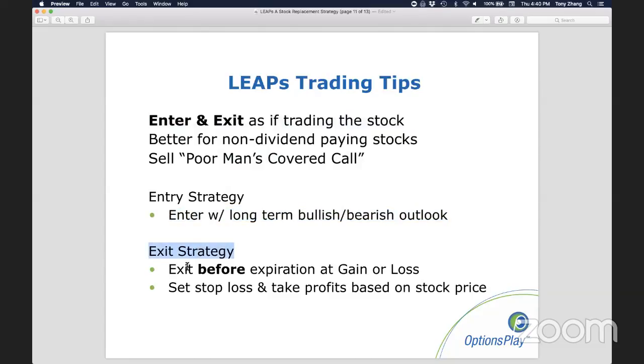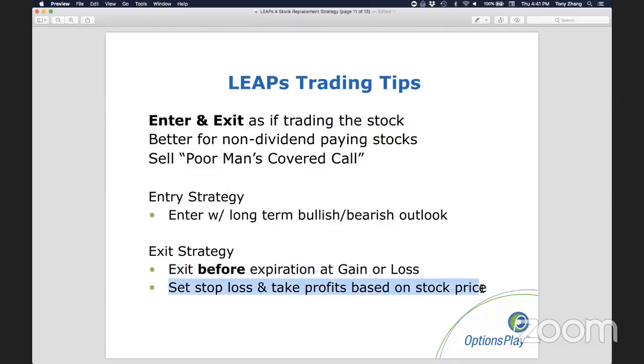And as far as an exit strategy, your exit strategy always should be exit before expiration. These are typically not the type of trades that you hang on to all the way to expiration. Like I said, you would typically buy a 9-month or 1 year or even 2-year option, but you typically hold on to these trades only until you're no longer bullish on the stock or no longer bearish on the stock. You usually want to exit these trades prior to expiration.